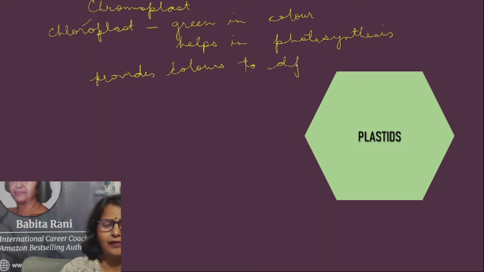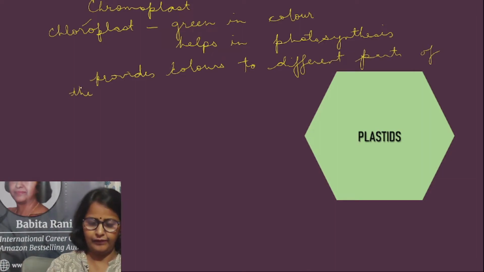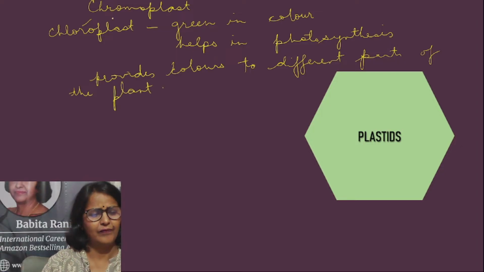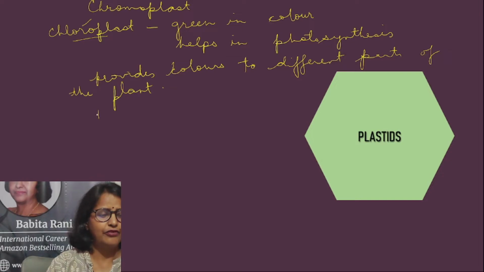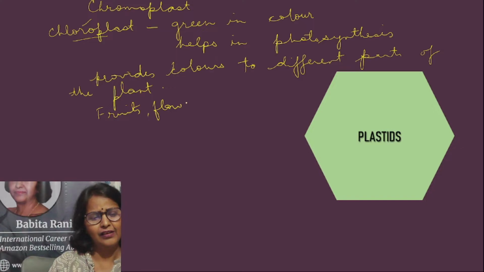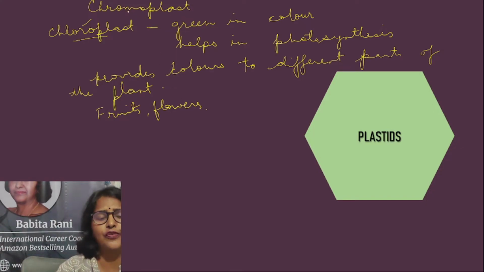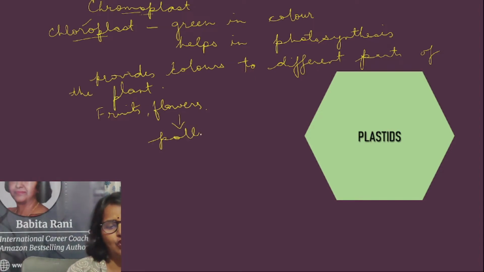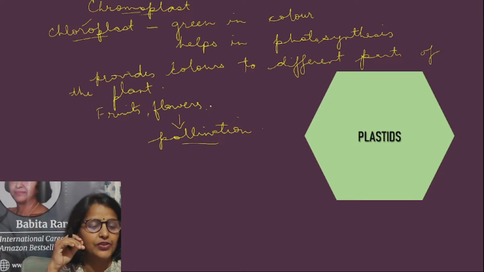For example, leaves are green in color because of chloroplast, and the fruits and the flowers are all colored because of the chromoplast present in them. So chromoplast also helps in pollination because the color of the flower attracts insects. So chromoplast may also help in pollination.